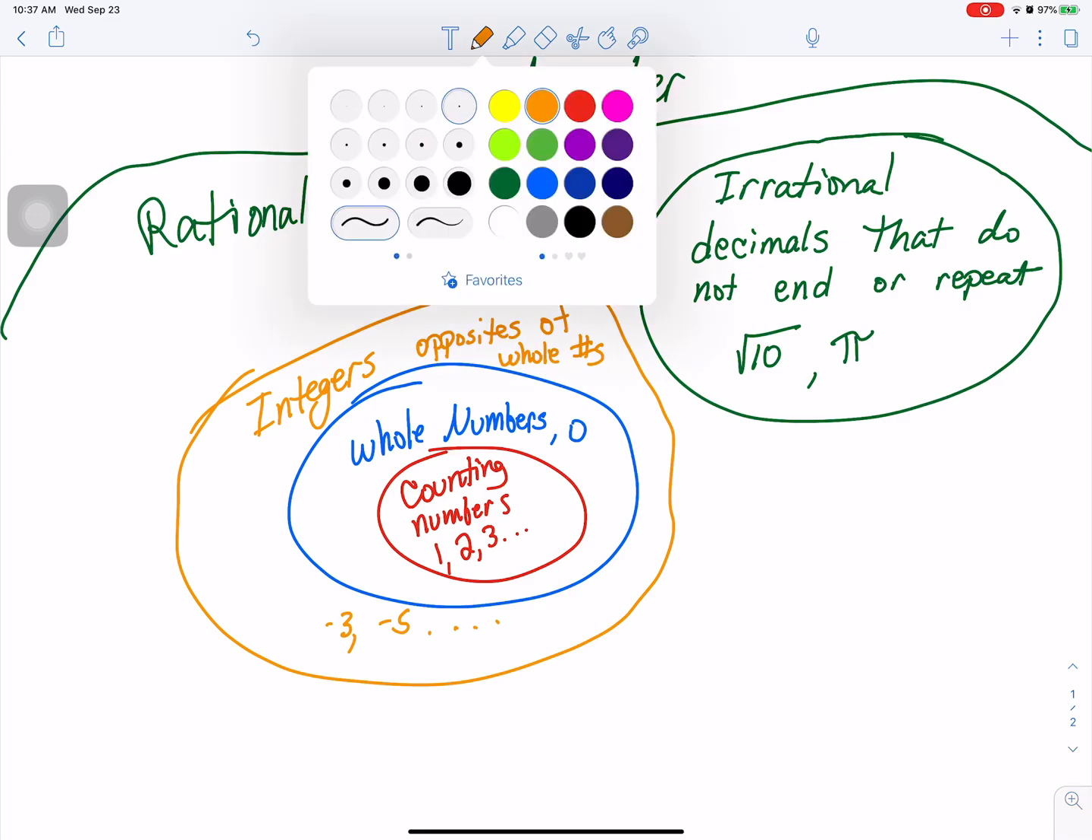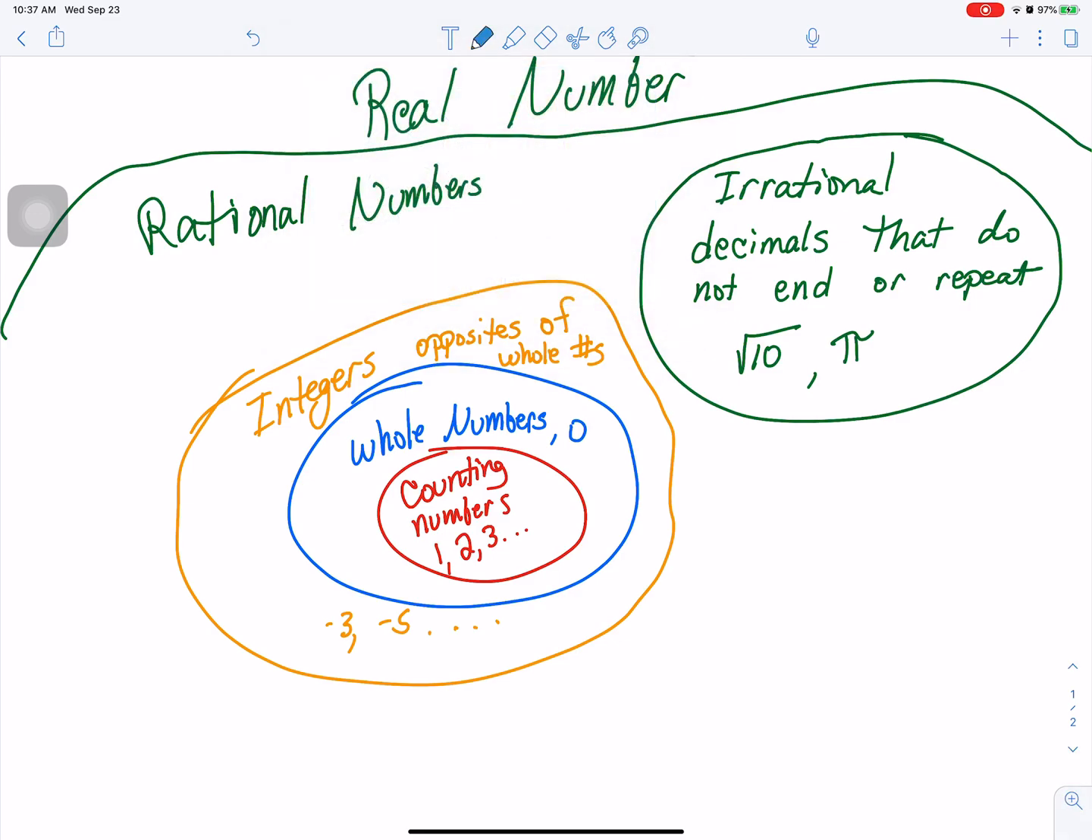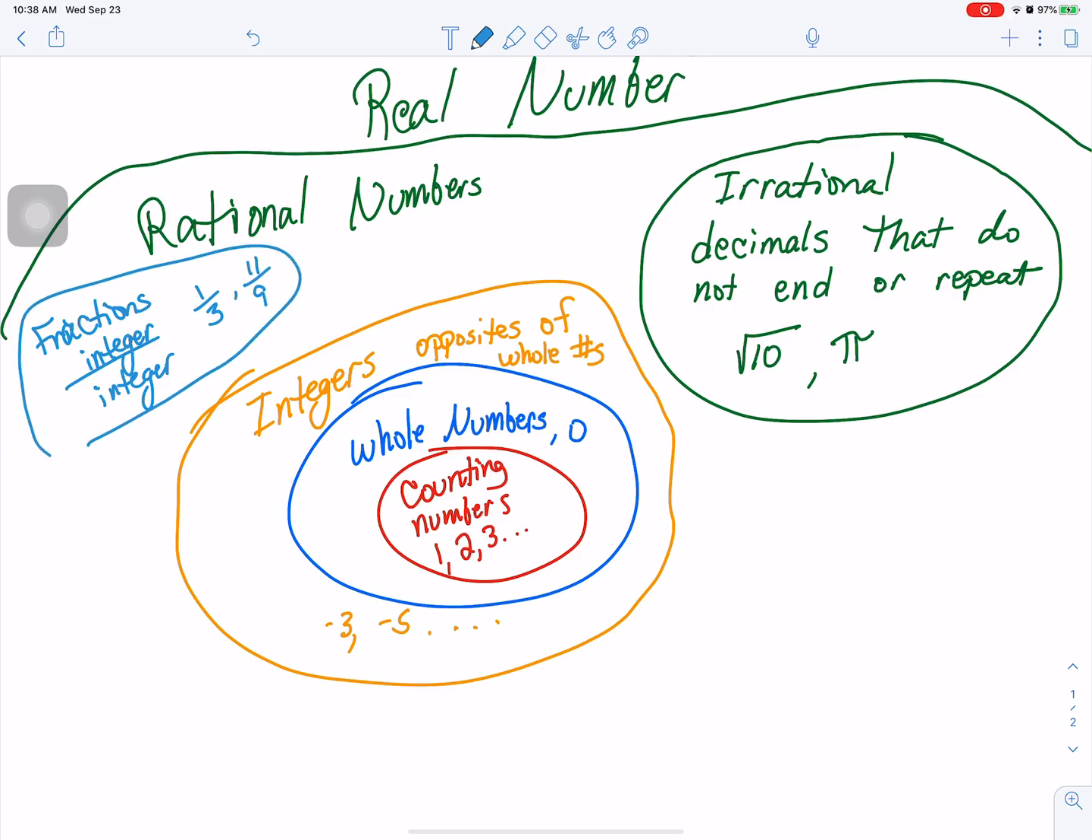We also have a group of fractions. And when we talk about fractions, we're talking about an integer divided by an integer. It's like 1/3, 11/9. All those things would be considered the fractions that we can have in there.